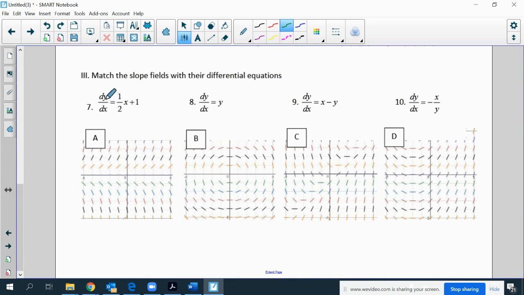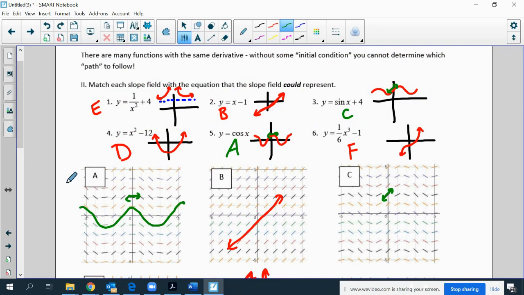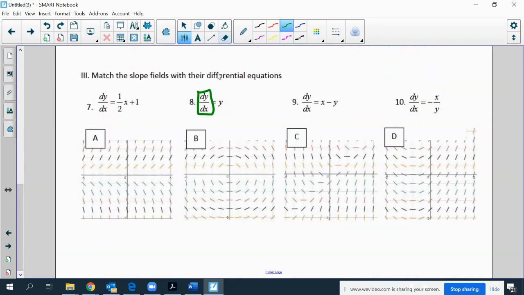Match the slope fields with differential equations. So this is a different problem. This problem is matching dy dx's. So that means we are actually looking for the slope fields instead of trying to find something that could possibly match these functions. So if I look at, for example, number 7, 1/2 x plus 1, that means that I need to find a graph that everywhere I plug in an x, I'm going to get 1/2 x plus 1. So what does that mean? That means that this one is solely dependent on x. So I need to find something that is entirely dependent on x.